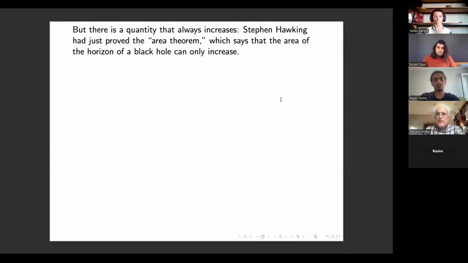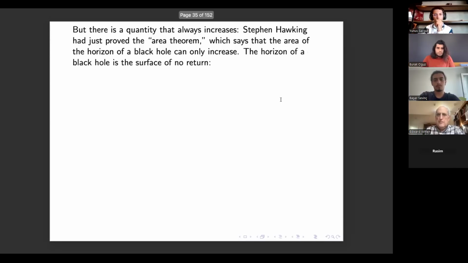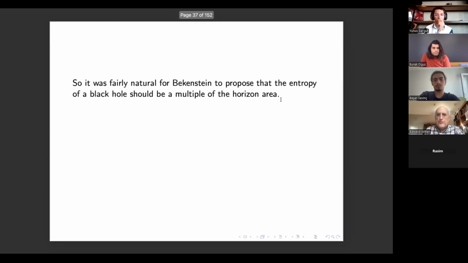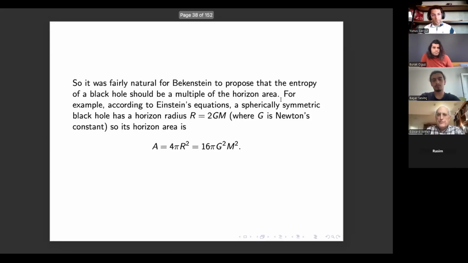But there is a quantity that always increases. Stephen Hawking had just proved the area theorem, which says that the area of the horizon of a black hole can only increase. The horizon is the surface of no return, the boundary of the black disk in this picture. So it was fairly natural for Bekenstein to propose that the entropy should be a multiple of the horizon area.